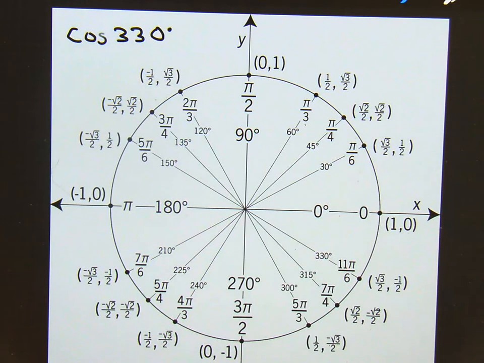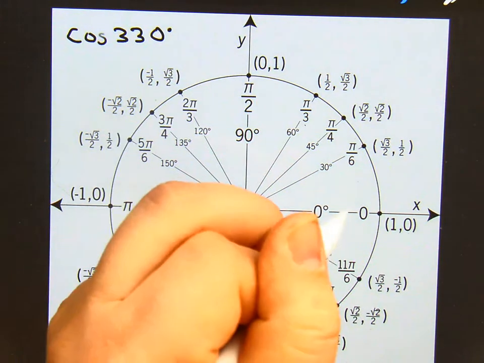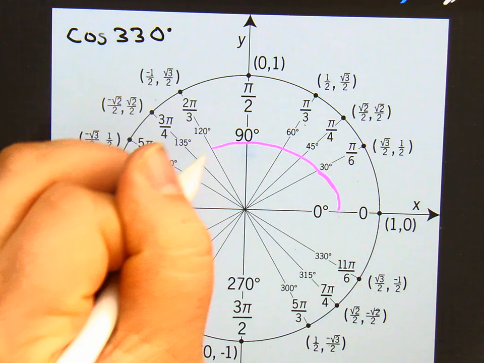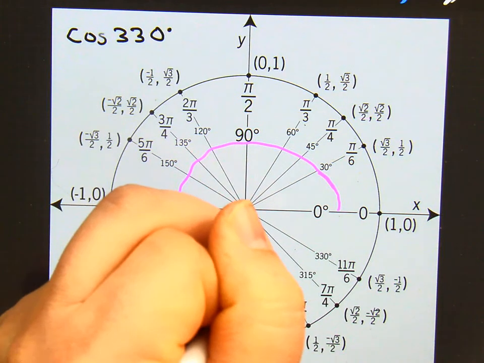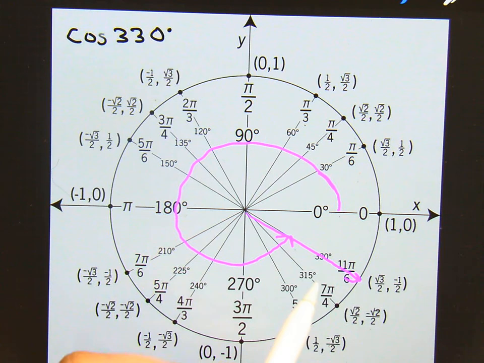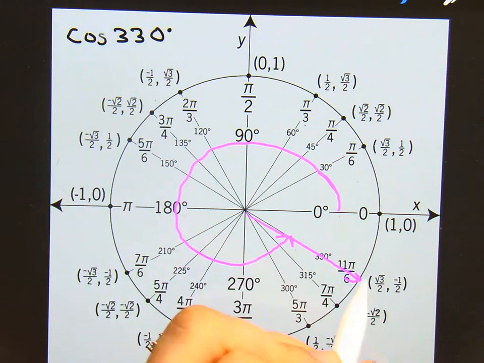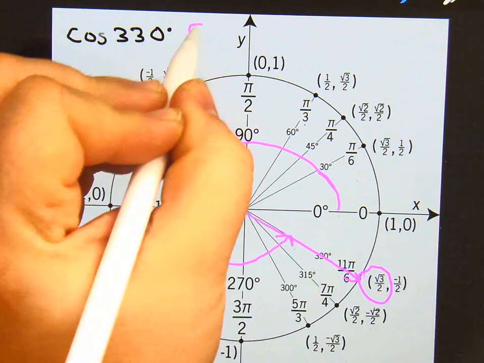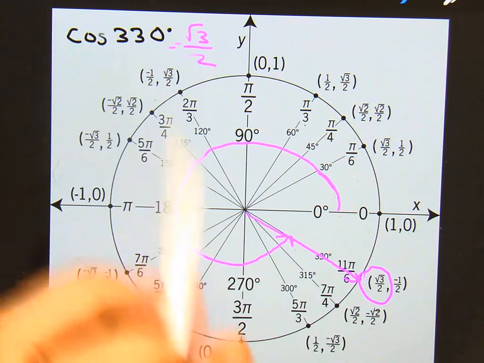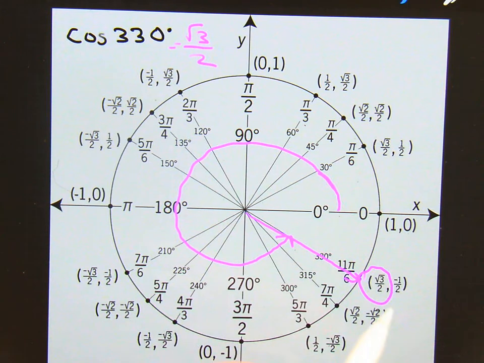So if I have a cosine of 330, since it's a positive number, that means I'm going to move this way, and I'm going to go all the way around to 330. That's my line. I want a cosine, that's my x, so that puts me at radical 3 over 2. That's my answer. What is the cosine at 330 degrees? It's radical 3 over 2.